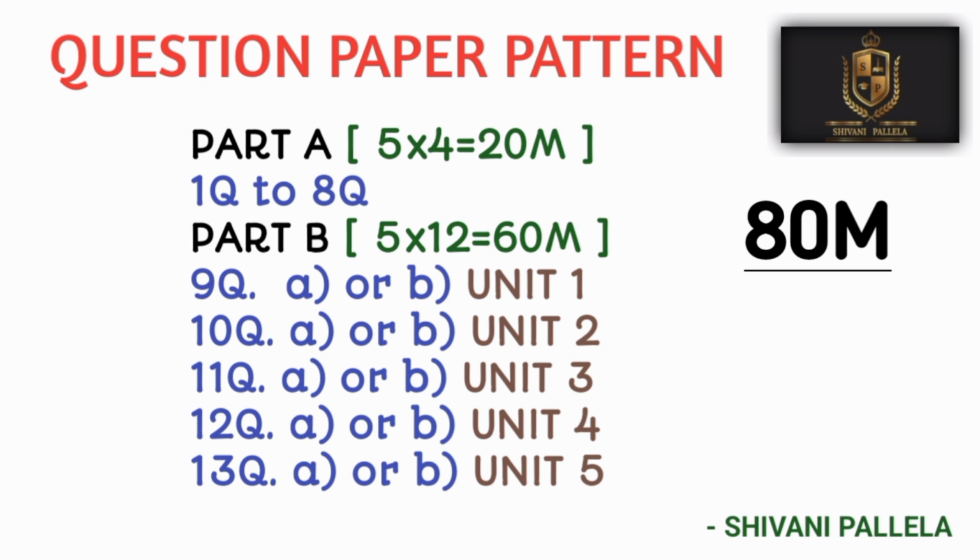How will the question paper pattern be? Part A consists of 20 marks, with questions 1 to 8, theory as well as problematic. In that, you need to attempt 5 questions, and each carries 4 marks, which equals 20 marks for Part A. Part B consists of the ninth to 13th question. You need to attempt 5 questions in Part B, and each question has an internal choice. Are you getting my point?